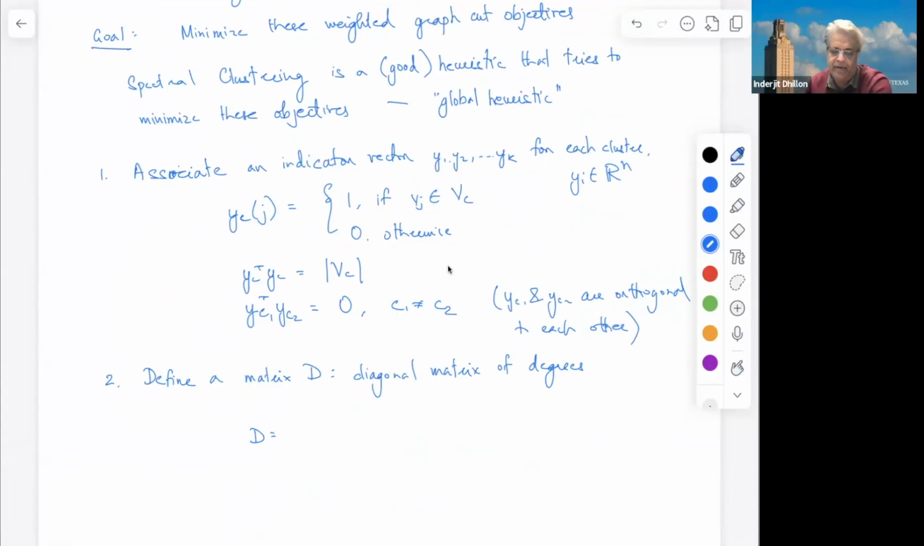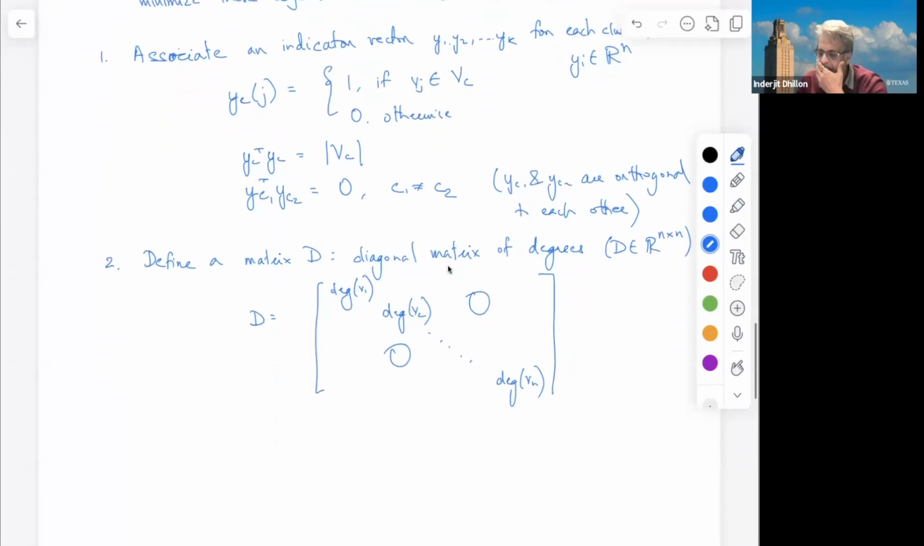Okay, so we are going to define a diagonal matrix. D is a diagonal matrix which is n by n, and it has the degrees of the vertices on the diagonal: degree of V1, degree of V2, and degree of Vn. Remember, the degree is the sum of all the edge weights that are incident on that particular vertex. And all the other entries are 0 because it's a diagonal matrix.